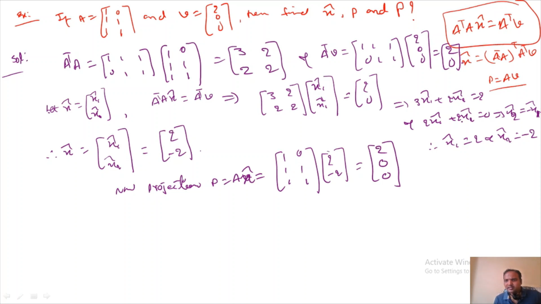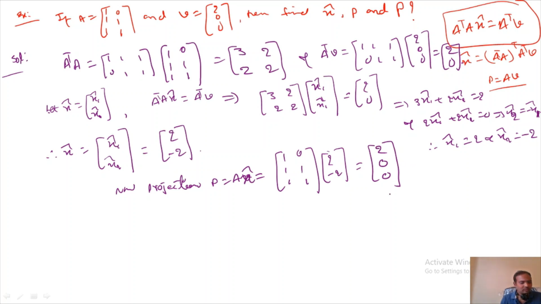Did I make any mistake? 3x1 plus x2 is x1. Substitute here, x1 equal to 2. Okay.